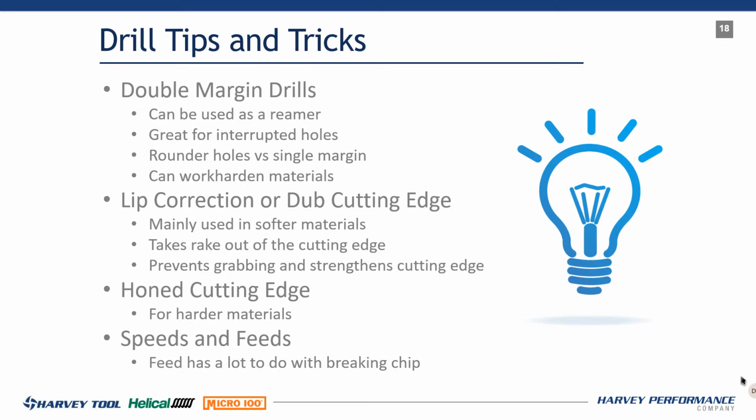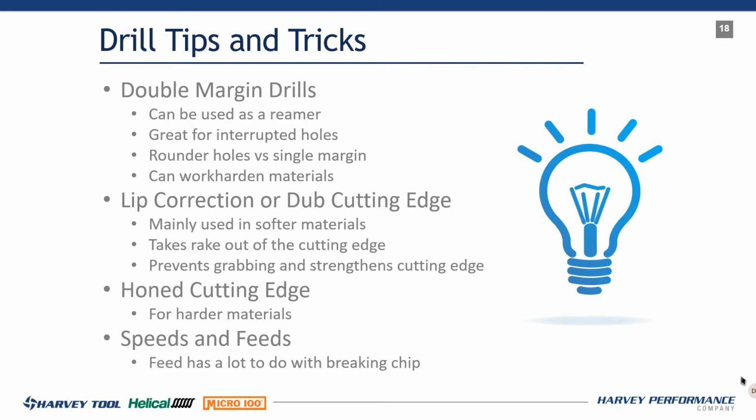Great for interrupted holes. If you have an interrupted hole, a double margin will stabilize itself in the hole. So if you drill the first section of that hole and then go through another interruption to drill another one, guess what? The double margin on the first section of the hole is going to act like a bushing, and it's going to self-center itself as it breaks through the other hole. So if you are doing interrupted cuts, look at double margin drills as an option. Rounder holes versus single margin, like I said.